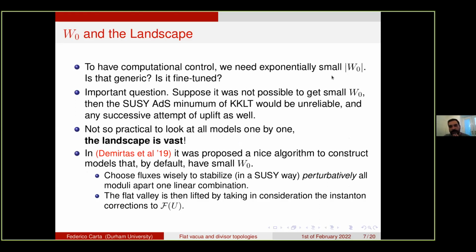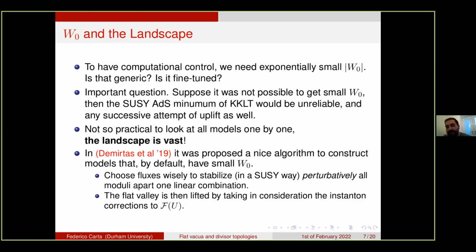One can ask, this exponentially small W0, is it generic in the landscape, or is it fine-tuned? Do I need to work really hard to get it, or can I get it easily? And this question, I think, is very important, because suppose it was not possible to get the small W0 at all, then the SUSY AdS minimum would be very unreliable and questionable, and any successive attempt to do the de Sitter as well. And of course, the question of having the de Sitter in string theory or not is on the table. It's an important question. It's not a understood question, I would say. So understanding the first step of the AdS vacuum is very important.